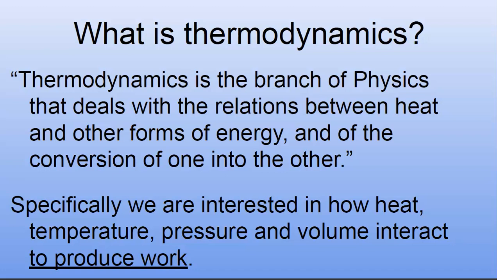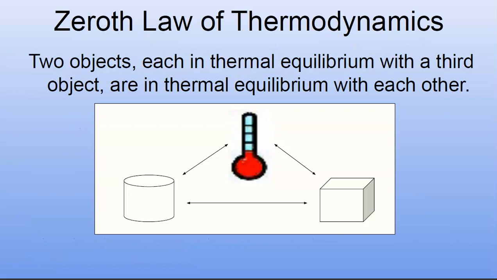Now, don't forget that work is a form of energy, right? Remember that we said that if you had energy, you could do work, or if you did work, you could generate energy. It was like two sides of the same coin where we could just go back and forth between the two. So work's included in there too. Specifically, we're interested in how heat, temperature, pressure, and volume interact to produce work. So again, coming back to work and how we can get machines to do this for us, there are three laws that I'd like to talk about.